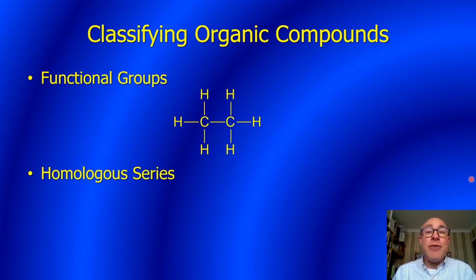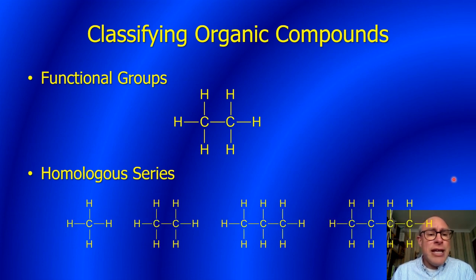Each member of a homologous series differs from its neighbour by only 1 carbon and 2 hydrogens, and all members of a homologous series have the same general formula, and we'll look at what we mean by a general formula in the next slide. But here we have an example of a homologous series.